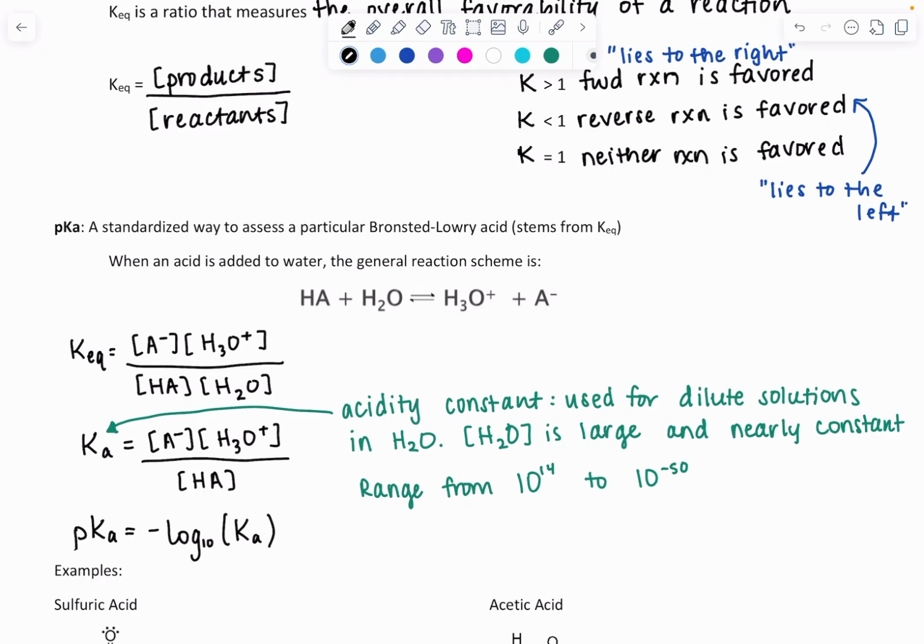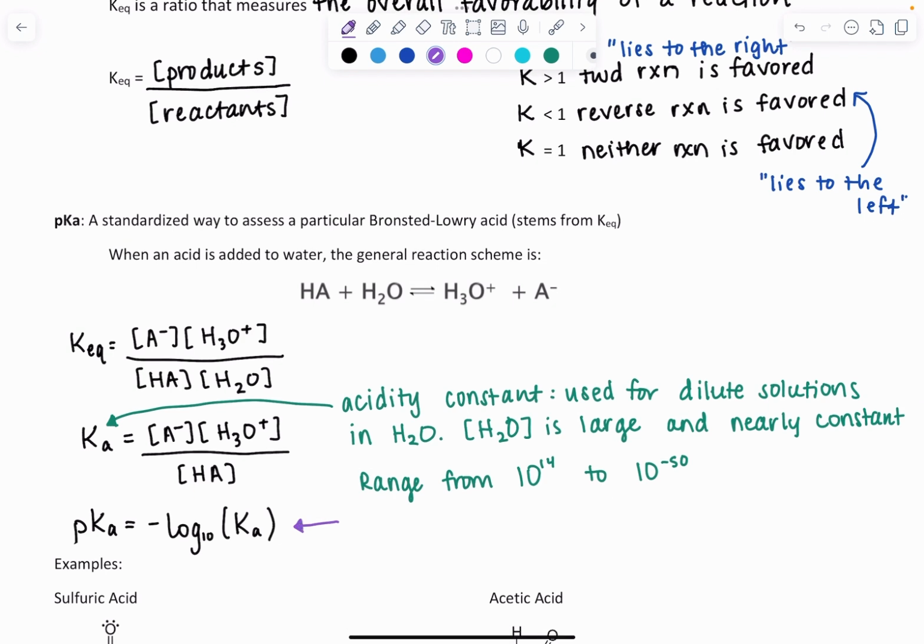Because this is negative log, I'm going to add another note here. This is negative log of the Ka. If the Ka is really large, so let's just say higher Ka, the pKa will be low. So strong acids have a high Ka and a low pKa.